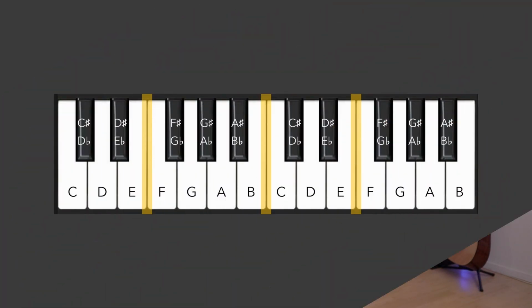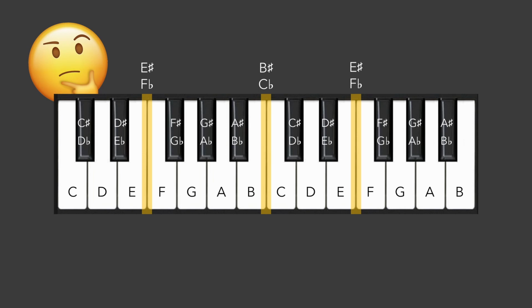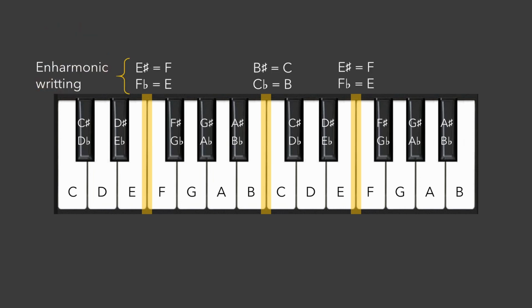Going back to the keyboard, it is very important to notice that between E and F and B and C, there isn't a black key. This does not mean that the notes E sharp, F flat, B sharp, and C flat don't exist. All of them are enharmonic equivalents of F, E, C, and B respectively. And even though we don't use them as frequently as the others, they do have a use in music. For now, don't worry about this, we'll go into more detail in future videos.